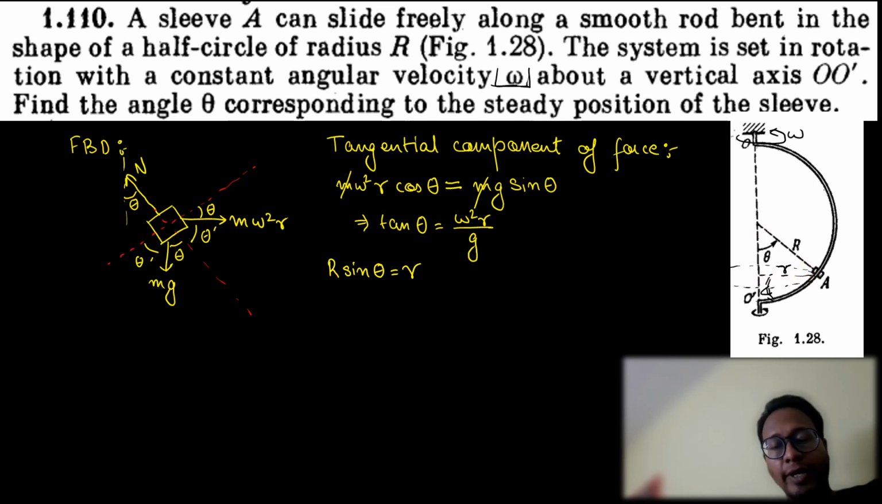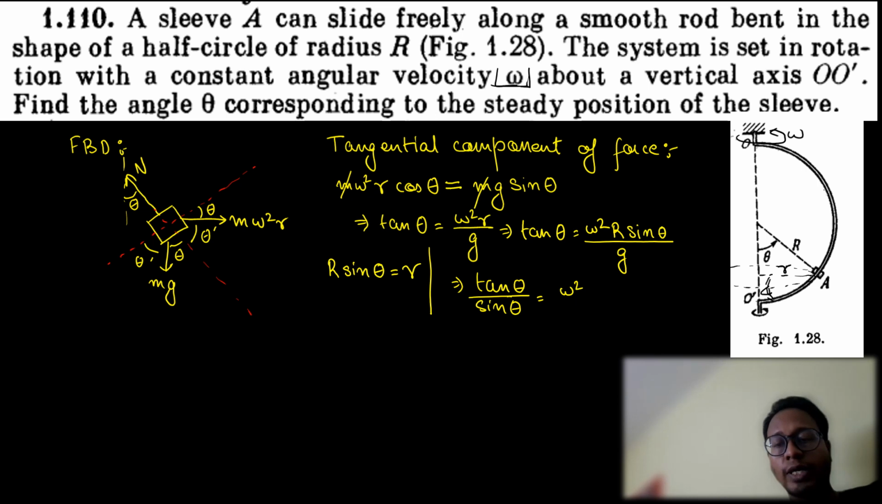If you replace this small r out here, tan theta is equal to omega square r by g. What is the value of r? R sine theta. So tan theta is equal to omega square R sine theta by g, or tan theta by sine theta is equal to omega square R by g. Tan theta is nothing but sine theta by cos theta, so 1 by cos theta is equal to omega square R by g.